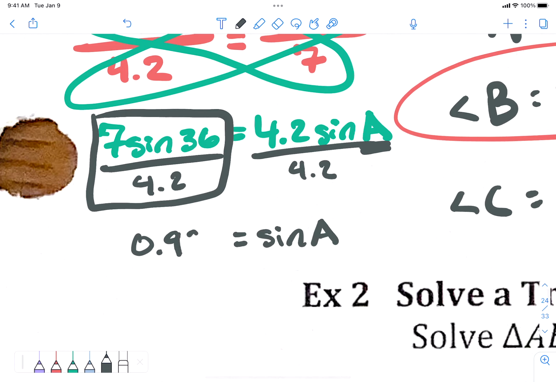0.98, okay. 98, something like that. That's what sine of A is. How do I get just A? Reverse. Yeah, you do that inverse sine, or sine -1.